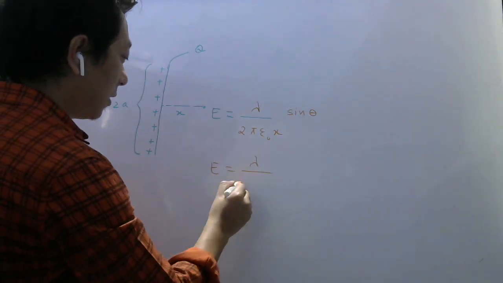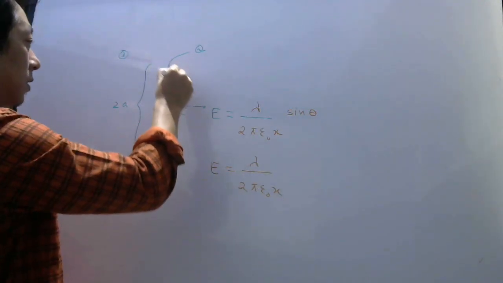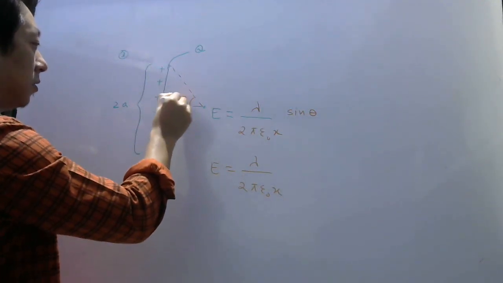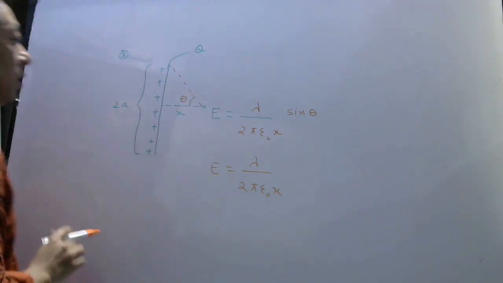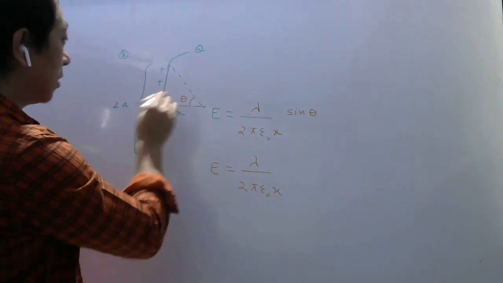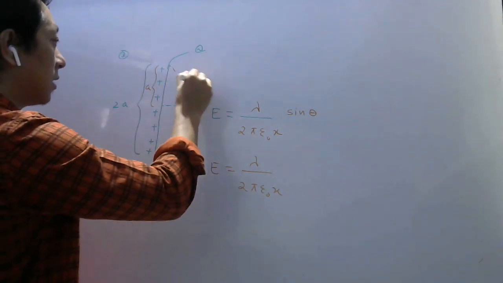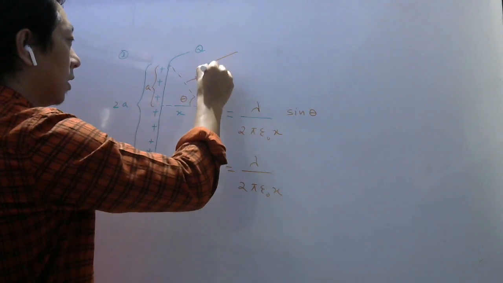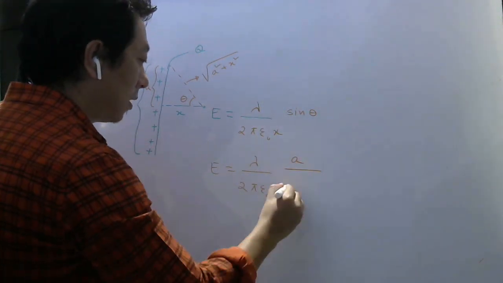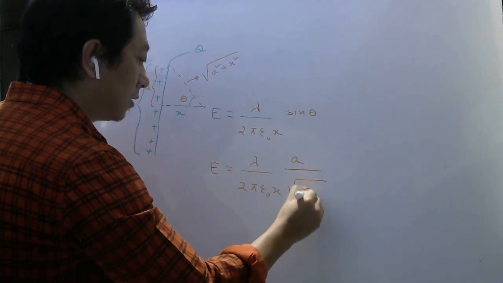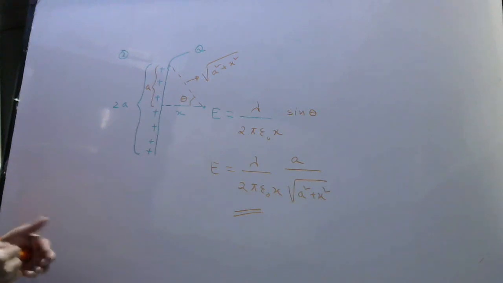So how will you do that? Look at the diagram and remember what theta was. Theta was this angle, remember, right? Or you can choose this angle also because this is passing through the midpoint. So what will be sine theta if you look at the diagram? This is the opposite side, this is your a, and this is the hypotenuse, root over a square plus x square. So I can write a divided by root over a square plus x square. So this is also correct. Understood? Okay.